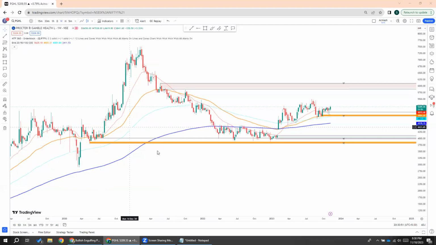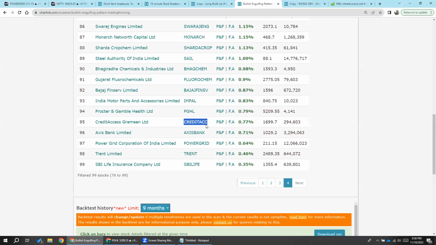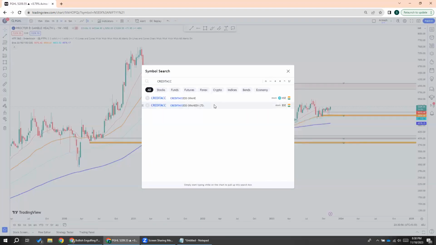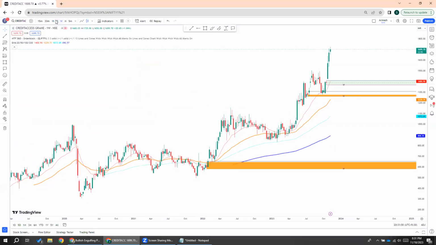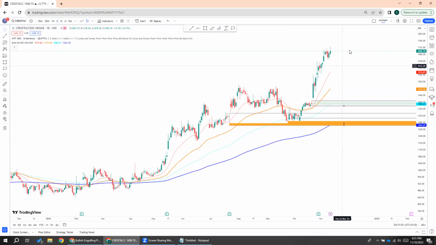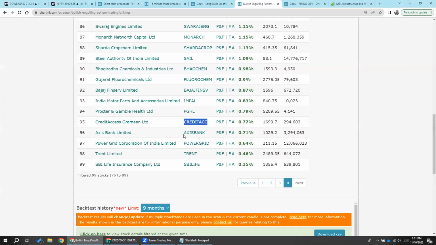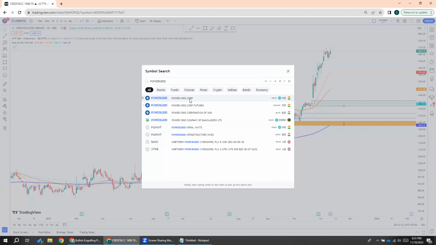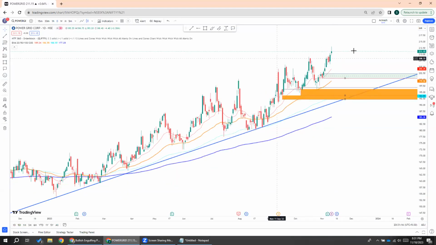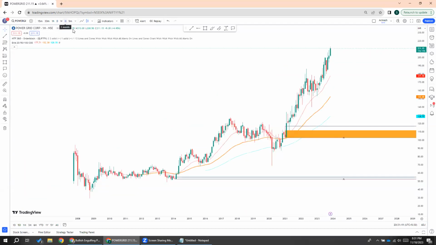Protected and Gamble Health Credit Access. Already at a higher position, stop loss is risky, so we'll wait. Axis Bank, Nalco, Power, let's see. But it closed up higher and it's at the highest high, so we'll keep an eye on how it goes.